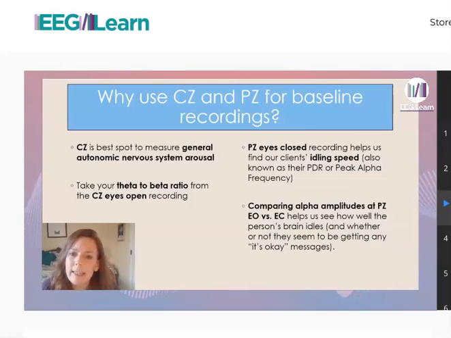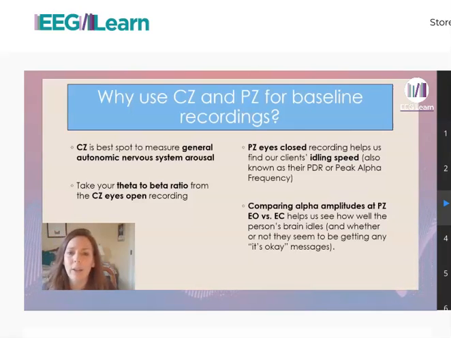With the PZ stuff, PZ eyes closed helps you find the person's specific idling speed. That's also known as the posterior dominant rhythm or peak alpha frequency or idling speed. You will hear it referred to all three of those things.